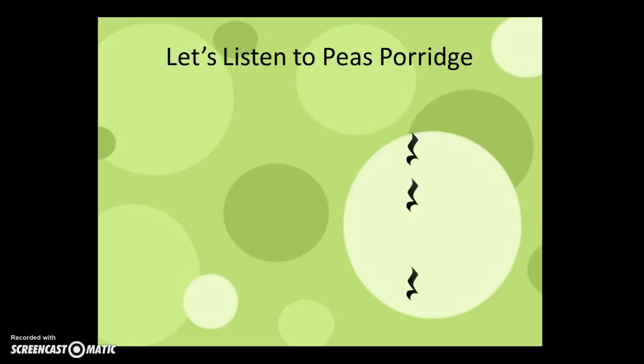Peas porridge hot, peas porridge cold, peas porridge in the pot, 9 days old.